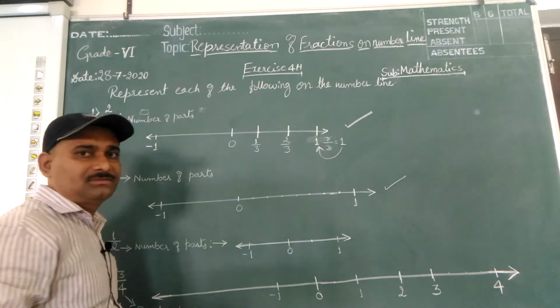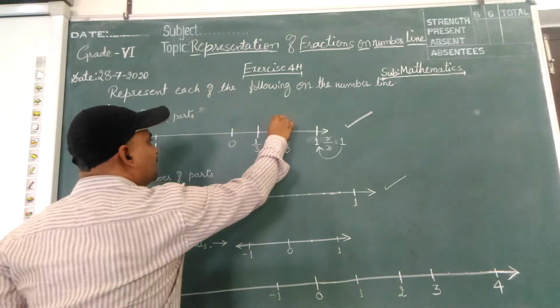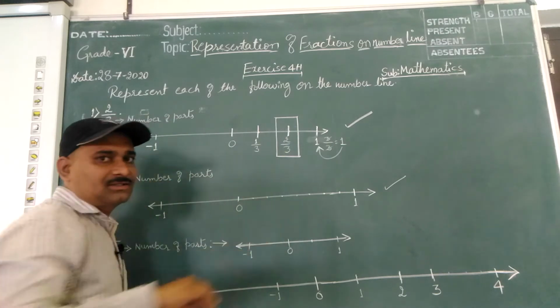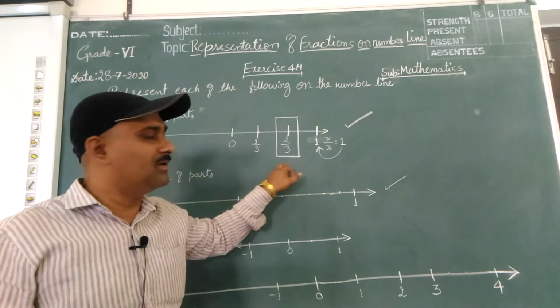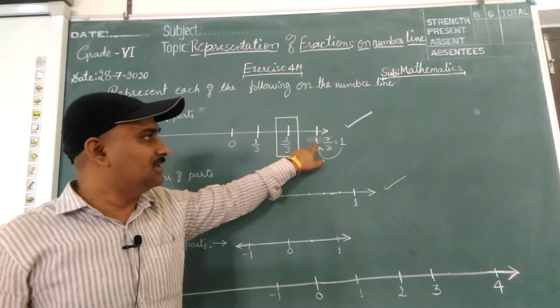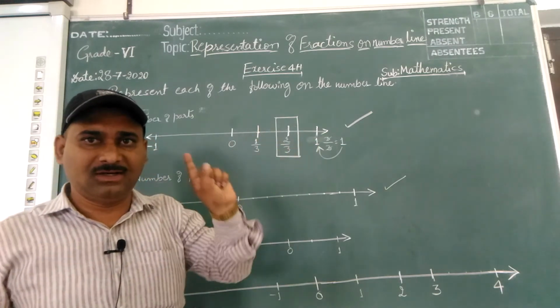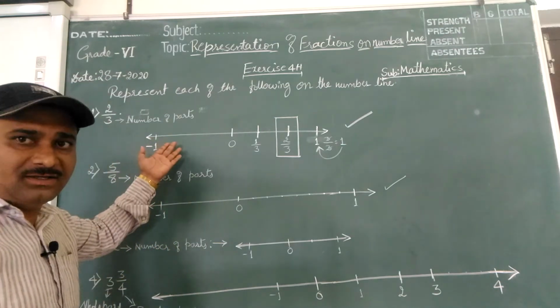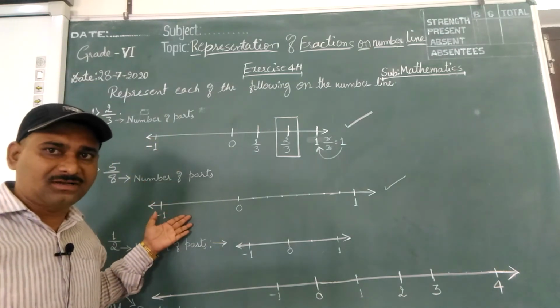That's all. So how will you show 2 by 3 on the number line? Like this. This is your answer. To show the answer, put a box. 1 by 3, 2 by 3. This is 3 by 3, which means 1. Okay, further you will come to know.